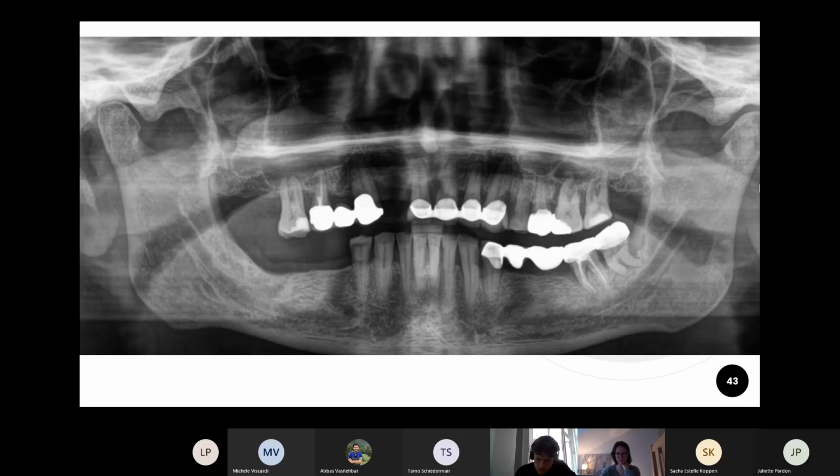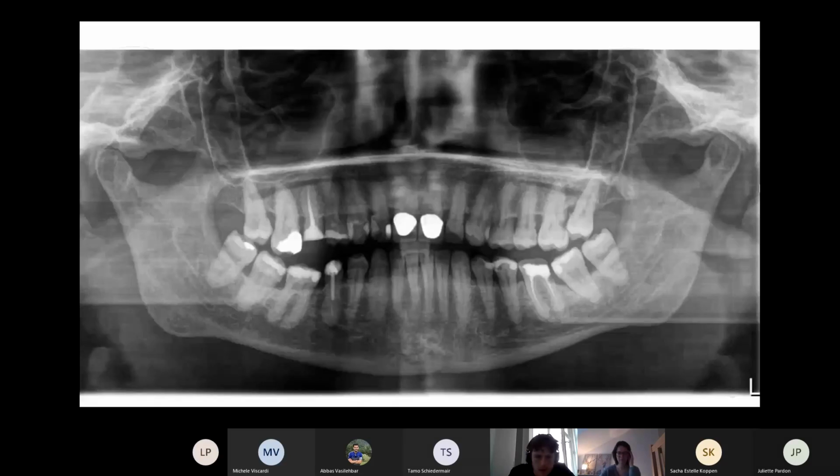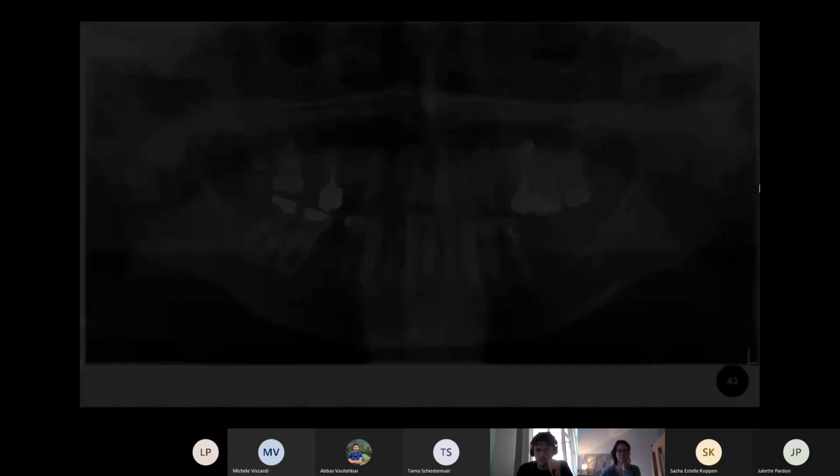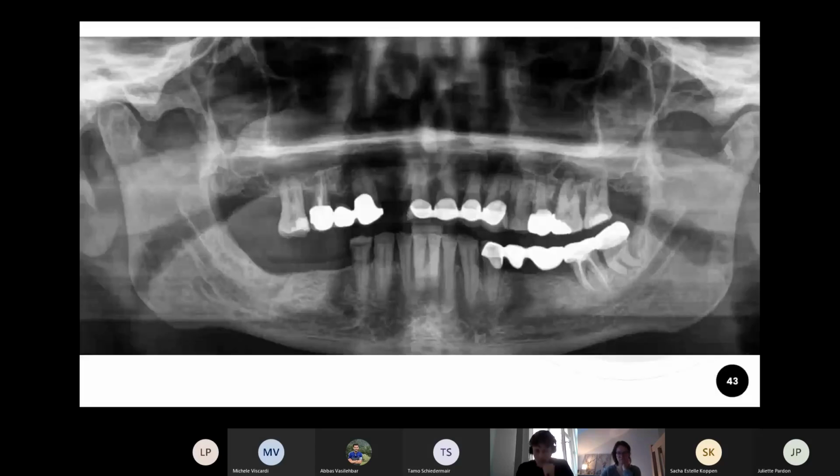Actually, I wanted to... Yeah, Julie, if you could go back to the first OPG real quick. I forgot to mention something there. Yeah, exactly. If you look at 1.6, you can see calculus. If you see those little triangles on the mesial side, this is how calculus looks on the X-ray. They might also ask you, on 2.7 or 2.8, you see it too. So if they ask you in the exam, what is this? Then you should know that it's calculus. Okay, we can go back to the other one. Yeah, perfect.